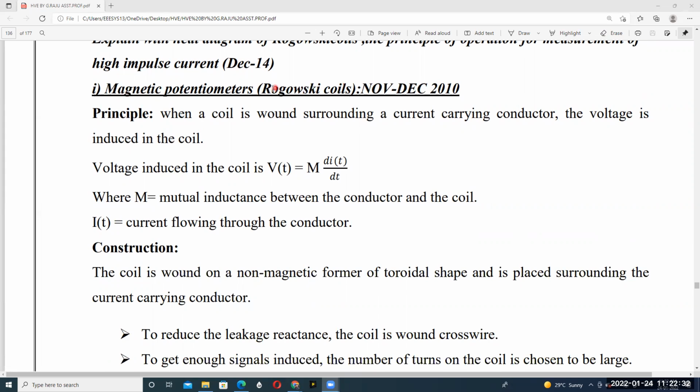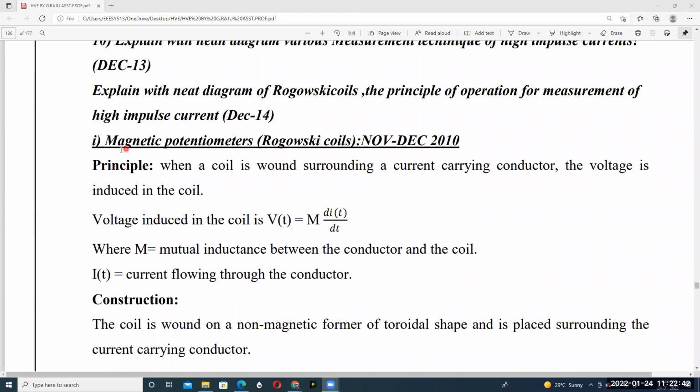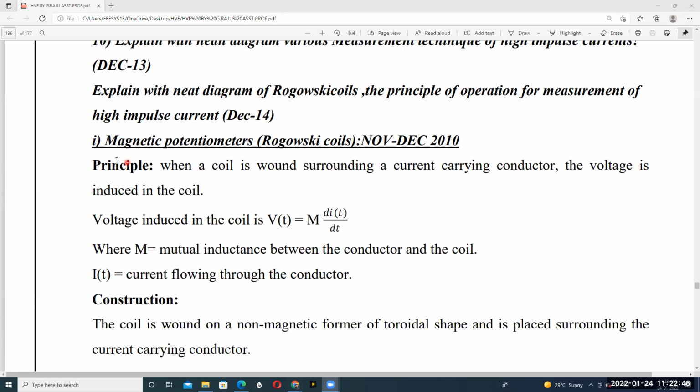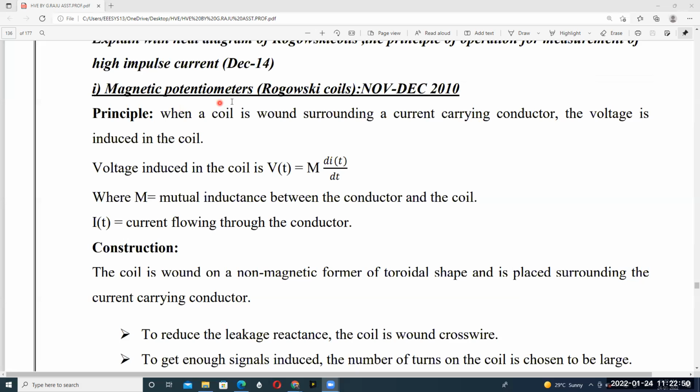The Rogowski coil is named after a scientist. One of the scientists designed this experiment, and that's why his name is given like this, for the measurement of high values of current. So here, the principle is that of a magnetic potentiometer, which is called the Rogowski coil.